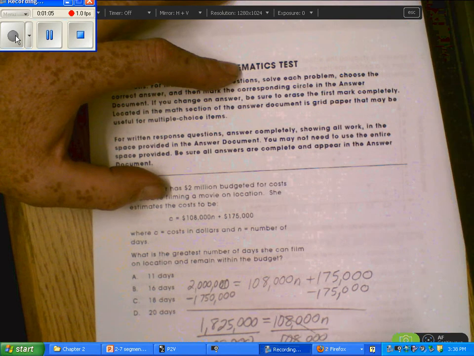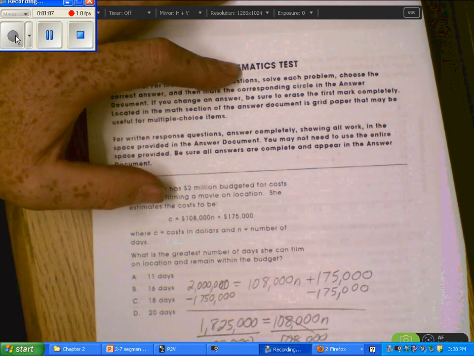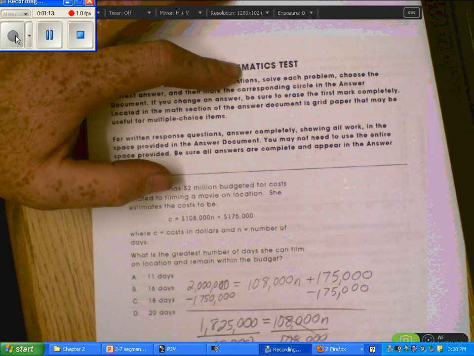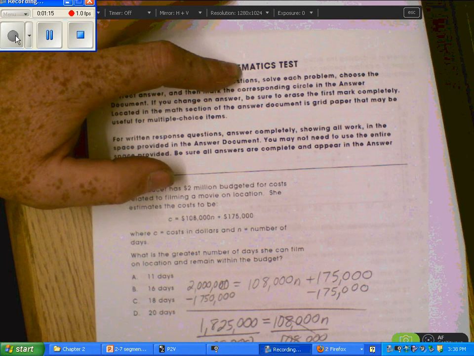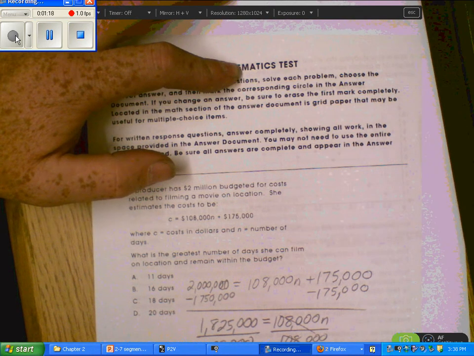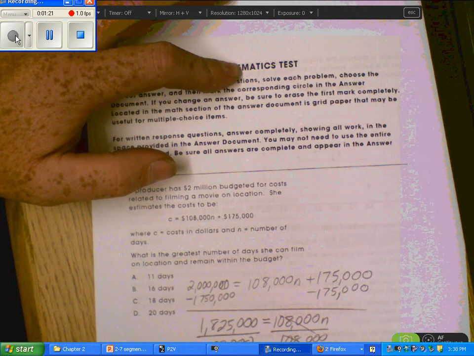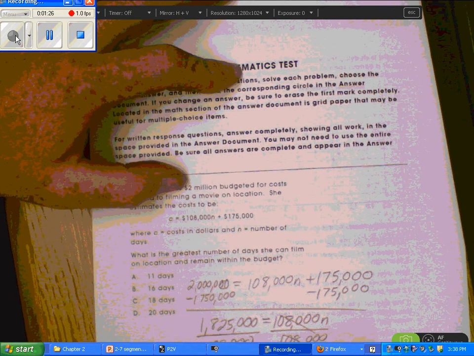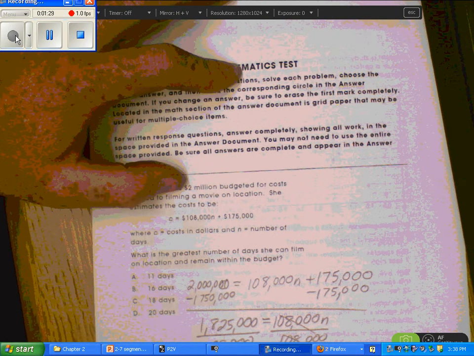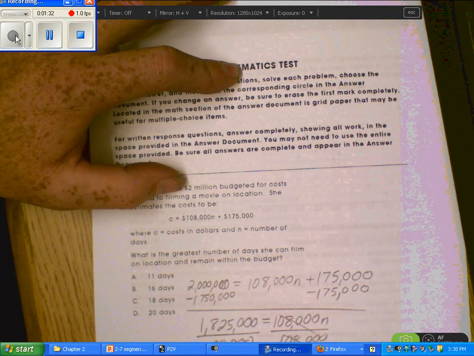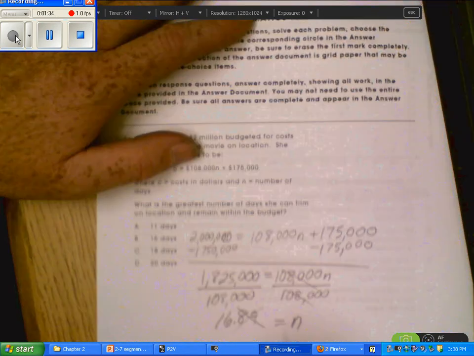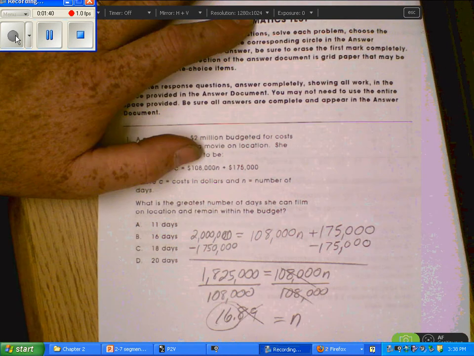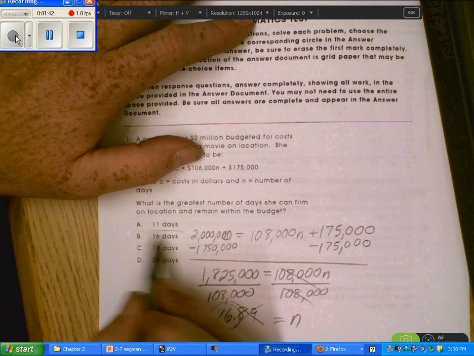And use your calculator to do that. You end up with 1,825,000 divided by 108,000. Ends up being something like 16.89. Well, to stay within budget, it's 16.9, even though it's bigger than 0.5. To stay within budget, that means that she can only do whole days. So the most days she could do is 16 days.